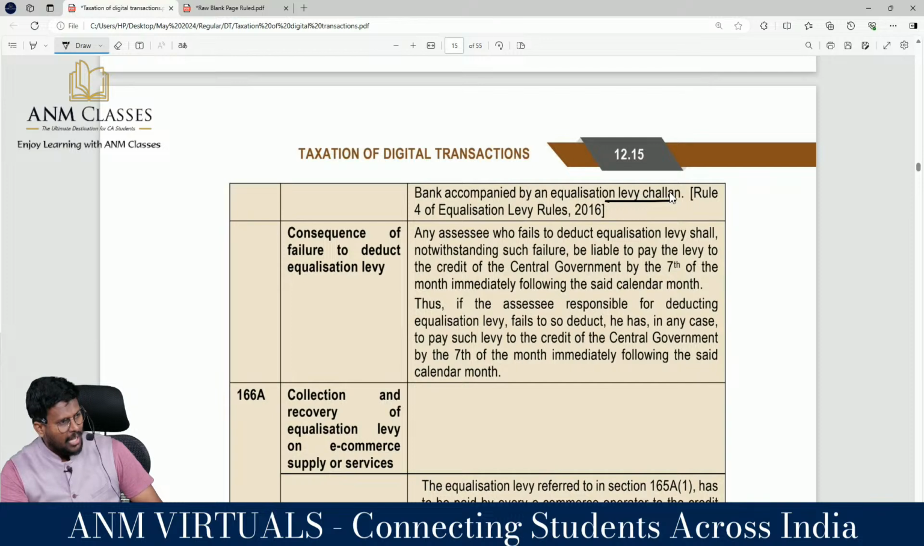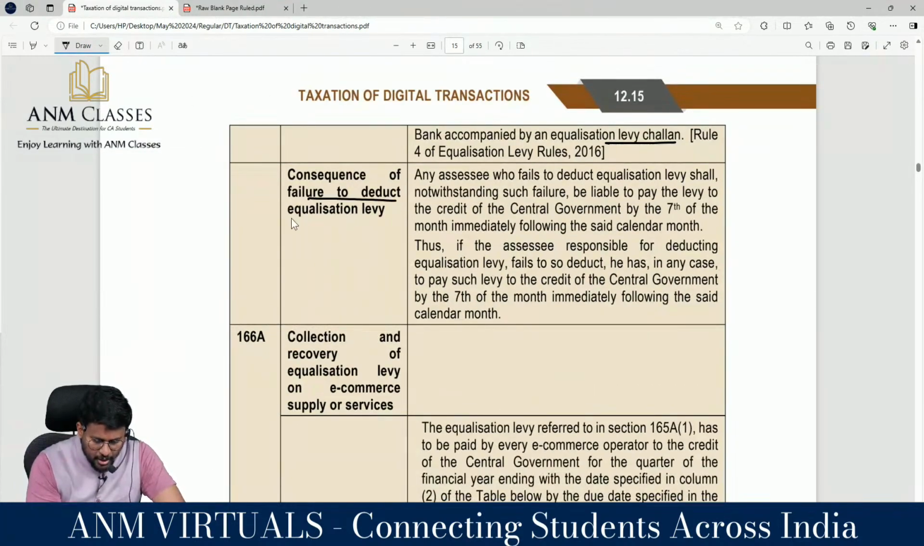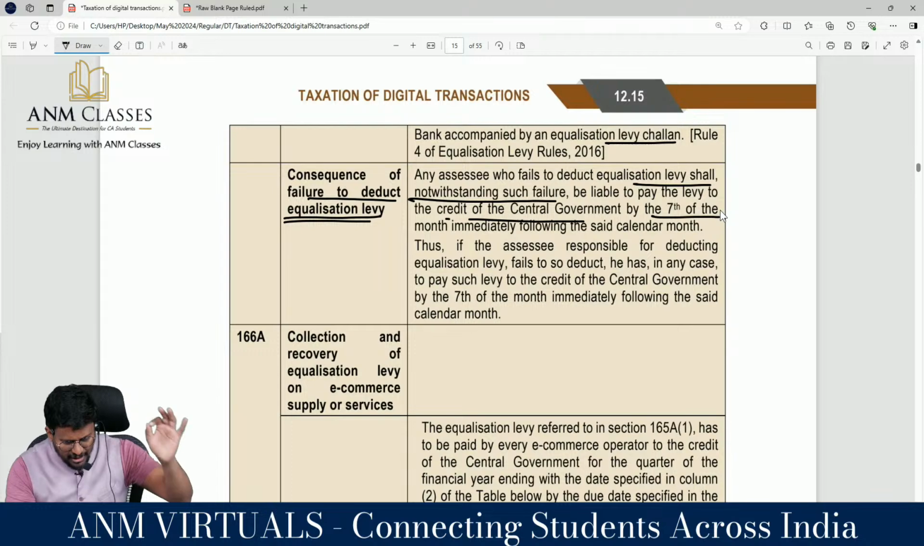For TDS and TCS you have a TAN number and PAN number, but here there is no such number. If you deduct equalization levy, you generate an equalization levy challan and pay either through an RBI account or through an authorized SBI account. Consequences of failure to deduct equalization levy: an assessee who failed to deduct equalization levy shall, notwithstanding such failure, be liable to pay the levy to the credit of the central government by 7th of the month immediately following the said month.